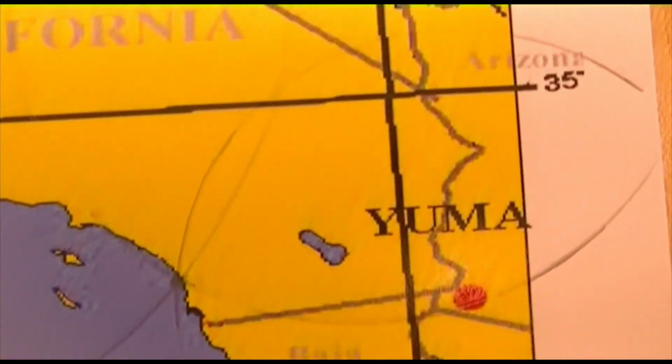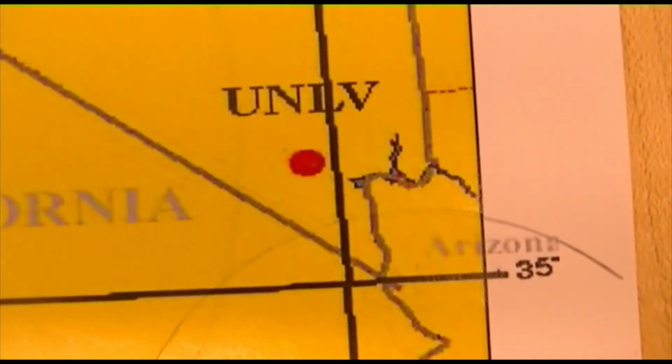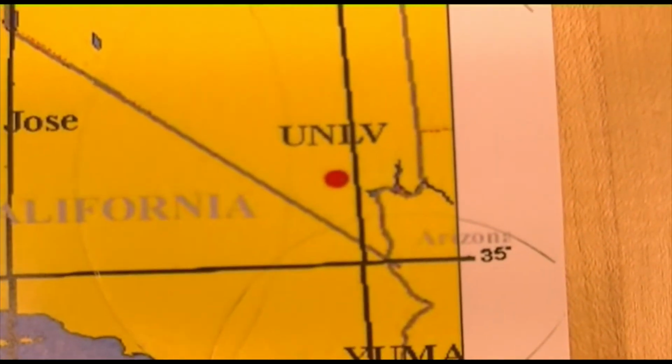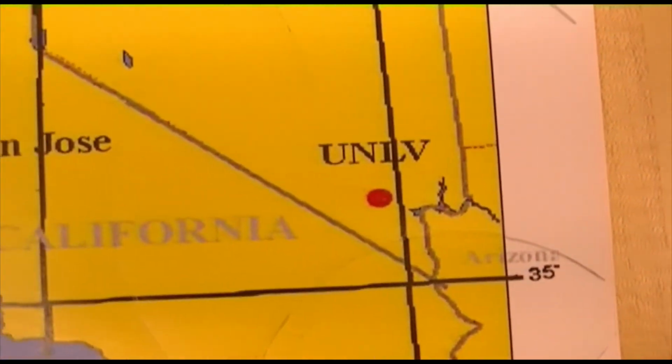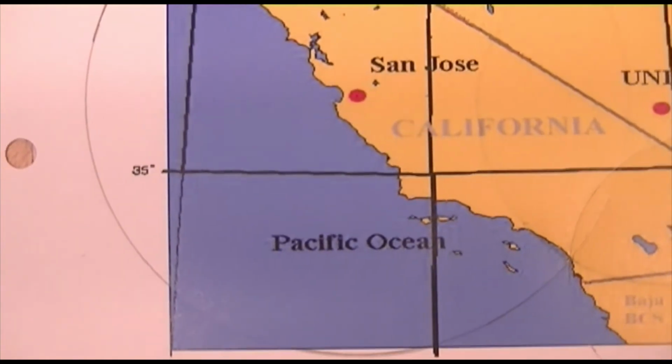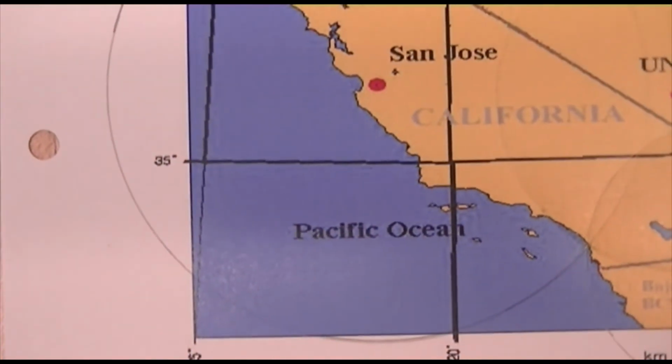I then did the same thing for the UNLV. There I upped it to 350 kilometers, so that's a much larger circle. And then over here at San Jose, a much larger circle. This circle actually goes off the page. We can barely see it.